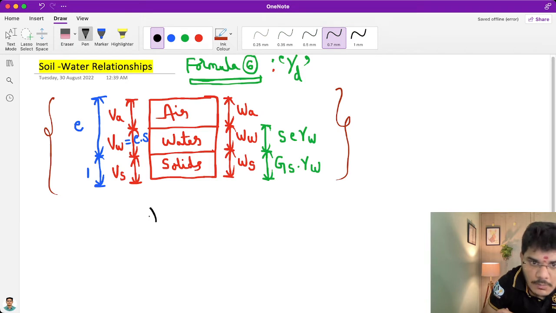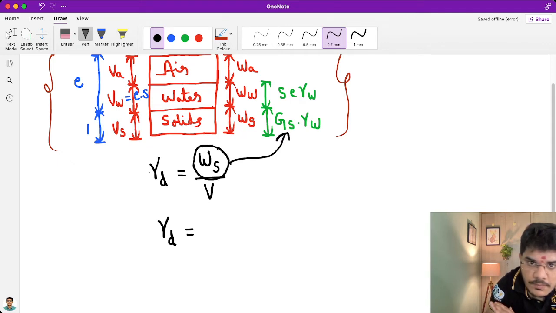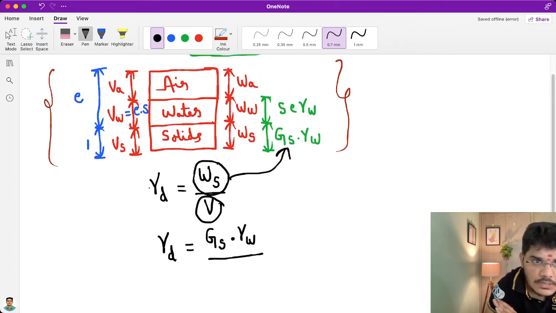So gamma d, the dry unit weight, according to the definition, is the weight of the solids to the total volume of the soil. According to the three-phase diagram, how can we write the weight of solids? In place of weight of solids, we can write Gs into gamma w, divided by the total volume. Total volume, how can I write? This will be the total volume of the soil.